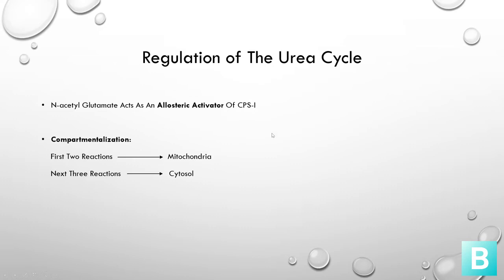Coming to the regulation of the urea cycle. Urea cycle is regulated by two means. First, the allosteric regulation, and second is compartmentalization. N-acetyl glutamate or NAG acts as an allosteric activator of the first enzyme of urea cycle, which is CPS1 or carbamoyl phosphate synthase 1. The first two reactions of the urea cycle take place in mitochondria and the next three reactions take place in cytosol. This is known as compartmentalization. So these two factors contribute to the regulation of the urea cycle.